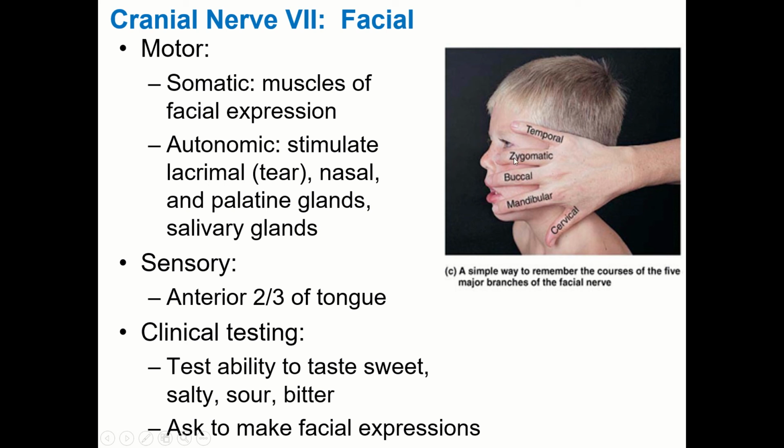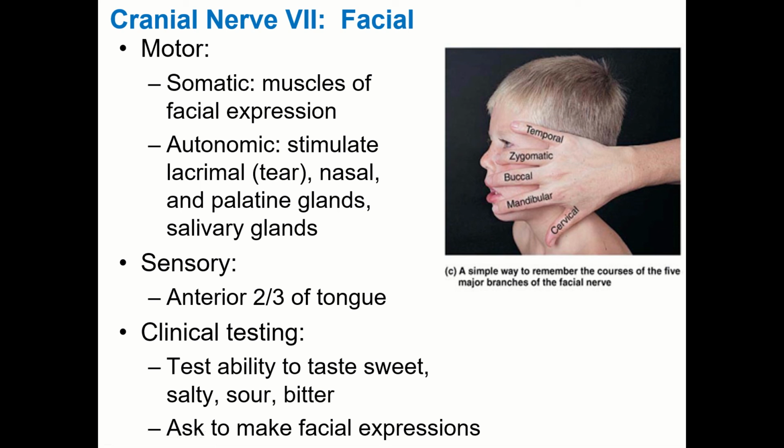The zygomatic, remember your zygomatic bone's your cheekbone? So the zygomatic branch runs pretty close to your cheekbone. Buccal can either mean cheek or mouth. So the buccal branch is close to your mouth. Again, the mandible is your lower jaw, and then the cervical section, remember your cervical section of your spine is your neck, so that's the lowest of the branches.